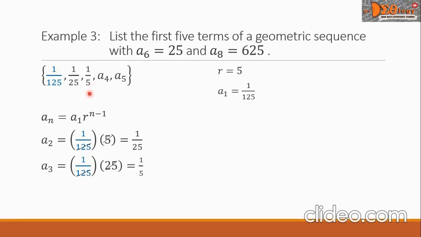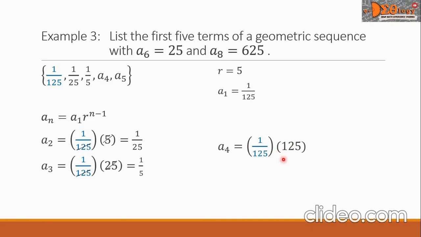Next, let us find a sub 4. Using our general term formula, the a sub 4 equals a sub 1 times r raised to 4 minus 1. And this 4 minus 1 is simply 3. Then, let us substitute the a sub 1, or the first term, and the common ratio. We have now 1 over 125 times 5 cubed.